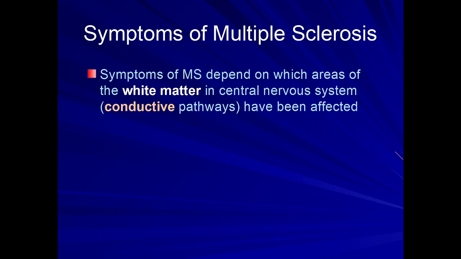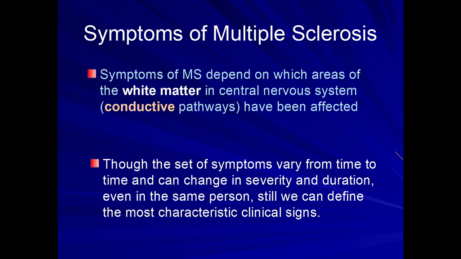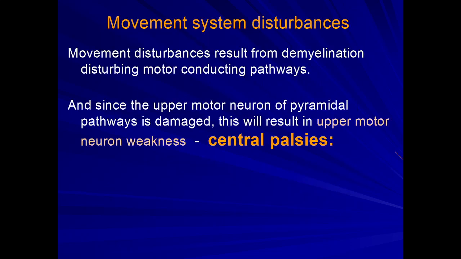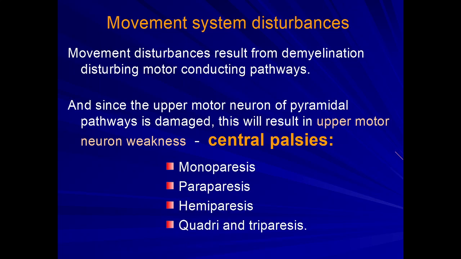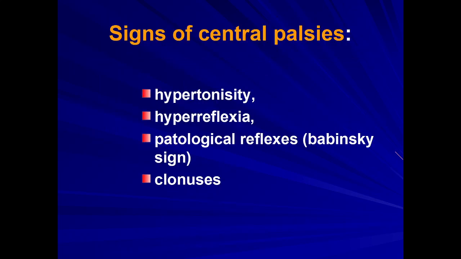Symptoms of multiple sclerosis depend on which areas of the white matter in the CNS the lesion will develop. The set of symptoms varies from time to time and may change in severity and duration in the same person. But sometimes we see specific signs. For example, central paresis if the upper motor neuron is affected, with monoparesis, paraparesis, hemiparesis, quadriparesis, with hypertonicity, hyperreflexia, pathological reflexes, Babinski sign, and clonus.